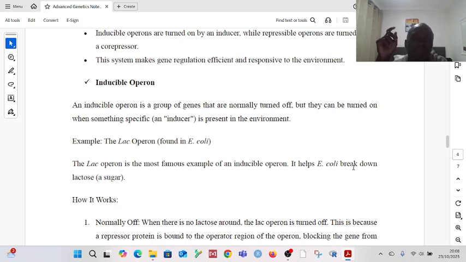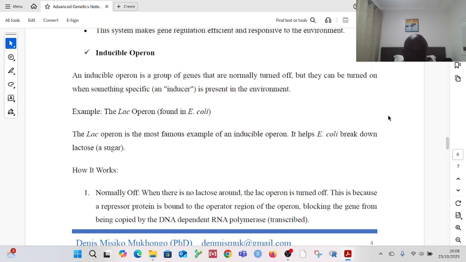An example of an inducible operon is the lac operon. This lac operon is found largely in Escherichia coli, which is a bacteria that is part of the normal flora within our intestines. It is called a lac operon because it helps this bacteria break down lactose, which is a sugar found in milk. That is how the name lac, L-A-C, comes about.